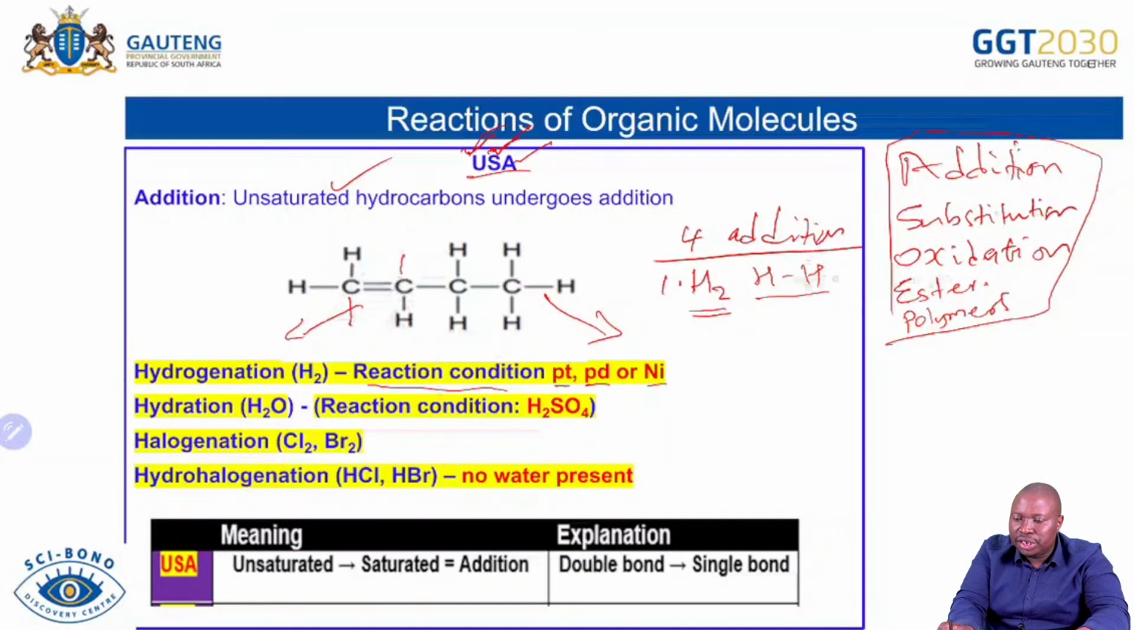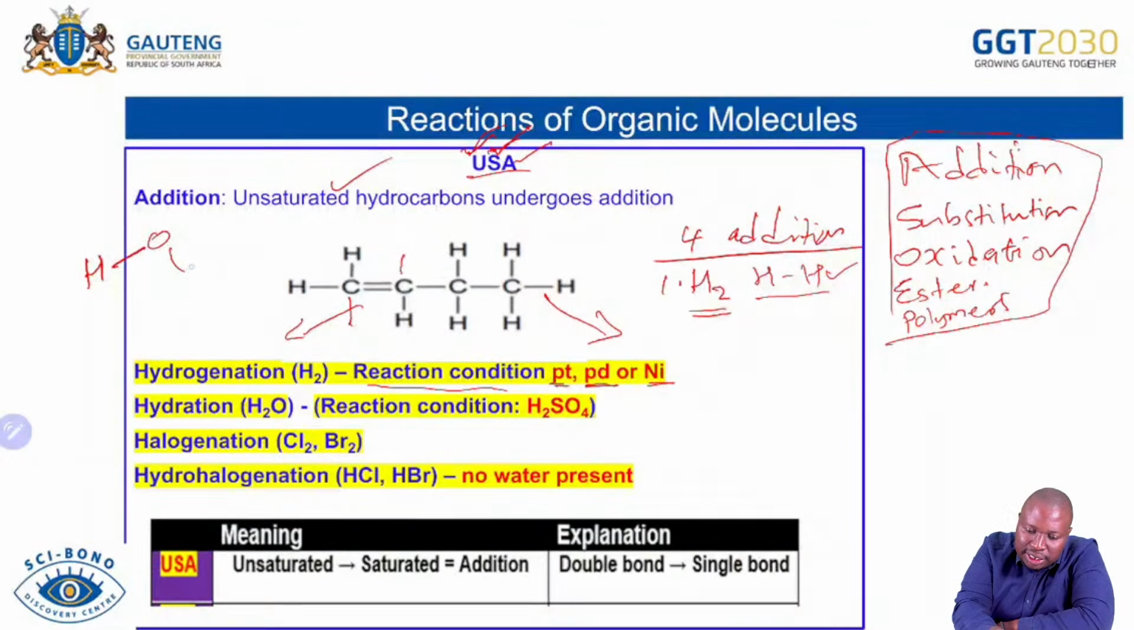What type of addition? We call it hydrogenation. What are the reaction conditions or the catalyst that we use? It's platinum, palladium, or nickel. You can just know them as Pt, Pd, or nickel. So the other reaction that we have is hydration. Hydration, we are adding water.